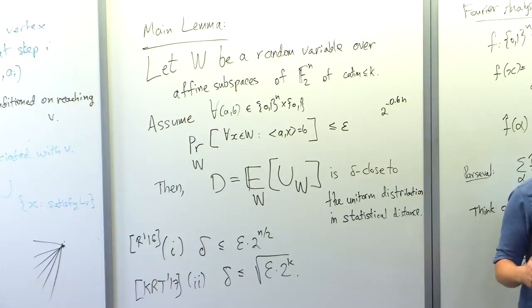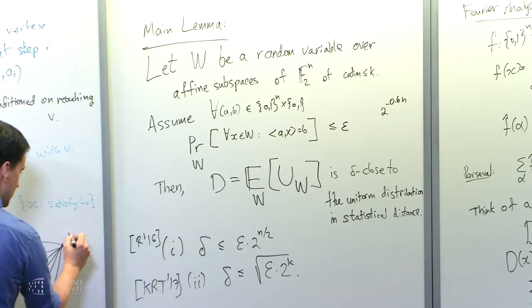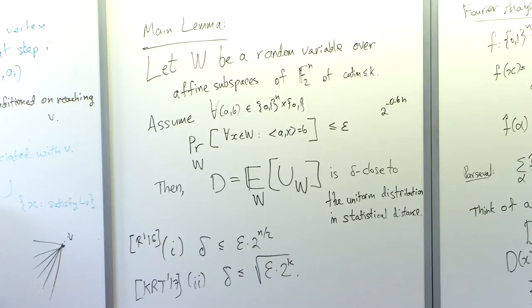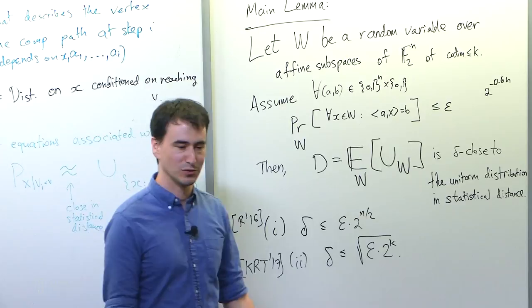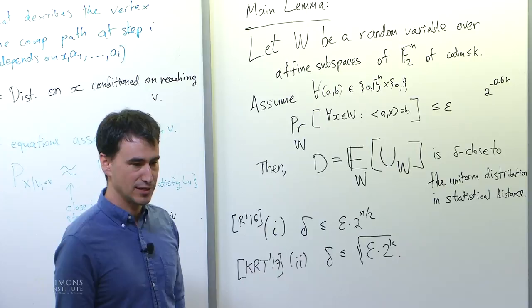So what was the W that we were applying it to? Think of conditioning on reaching this vertex V. It gives you some distribution over these edges. And then it gives you some distribution over subspaces. But this is general. Any distribution, actually, we don't care what this distribution is. Any distribution over subspaces, as long as the codimension is at most k, satisfies this property. So, yes.